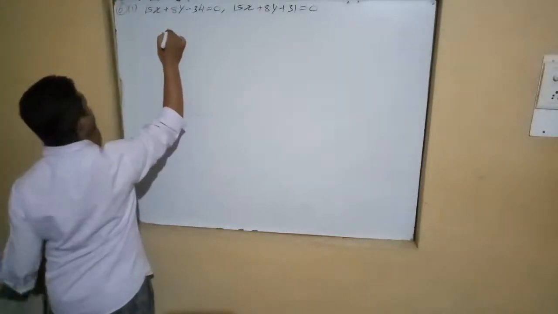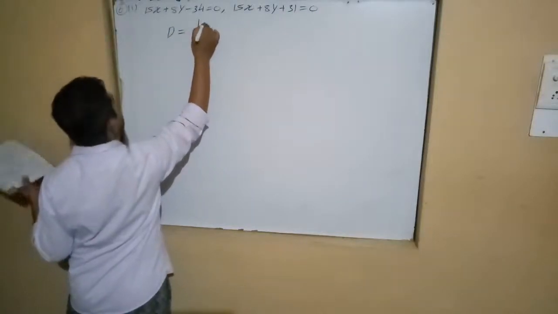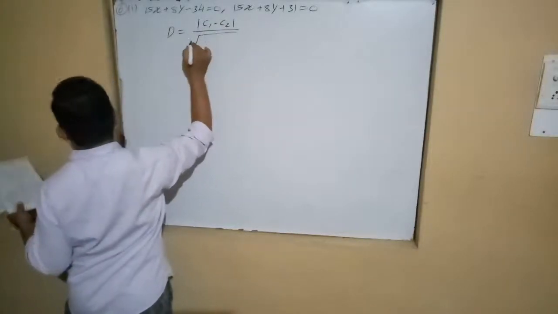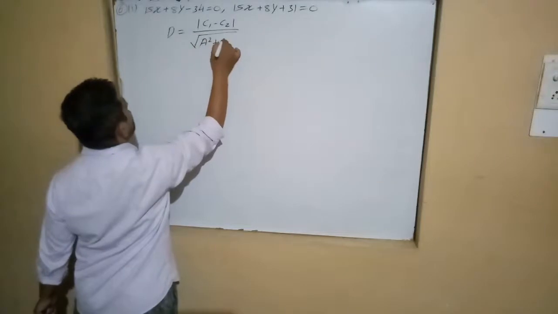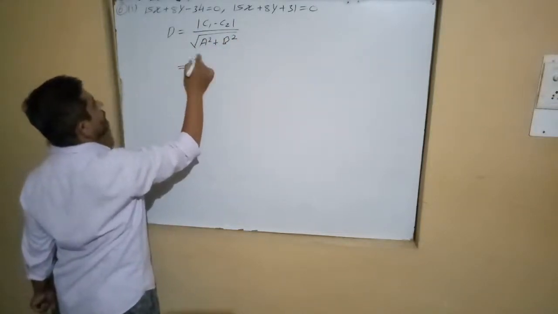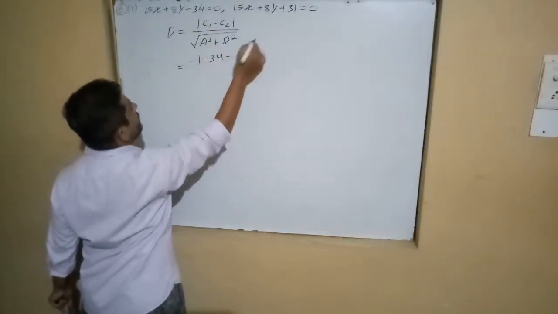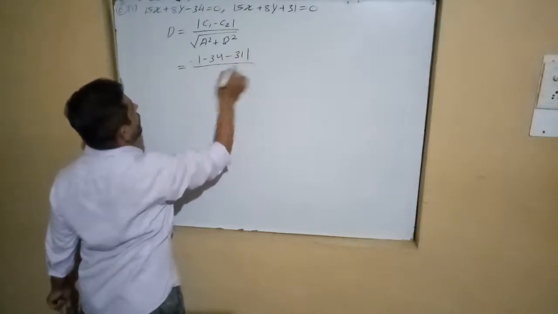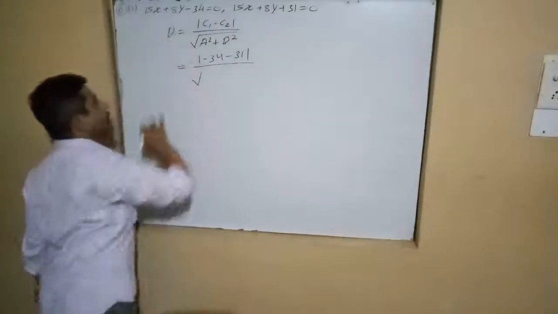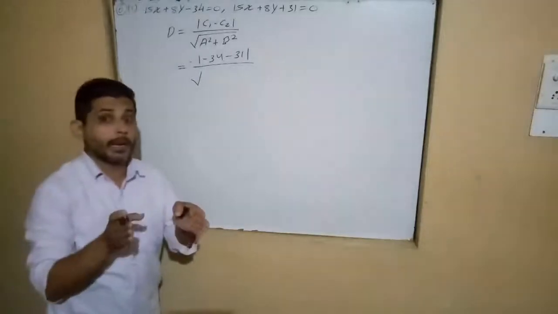d is equal to the modulus of C1 minus C2 upon root of A square plus B square. Now put the values here, very easy. Modulus of C1. What is the value of C1? Minus 34, minus C2, which means 31, upon the value of A. Look, the coefficients of x and y are the same here, which means A and B are also the same because both lines are parallel.